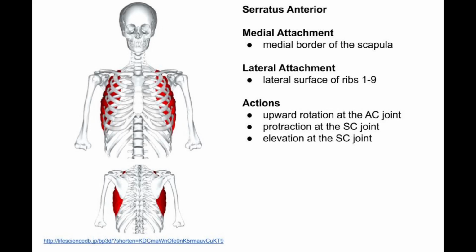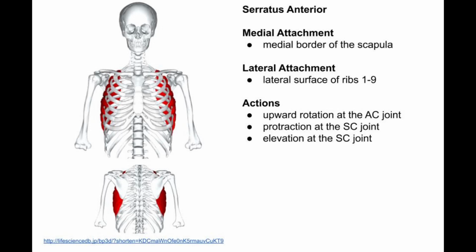Serratus anterior. So we have a medial attachment along the medial border of the scapula and a lateral anterior attachment on the lateral surface of ribs 1 through 9. You will notice that it's not completely anterior. I've included an anterior and posterior view. However, there are two other serratus muscles, serratus posterior superior and serratus posterior inferior, that are completely posterior on the body. Hence, this muscle gets the name serratus anterior.